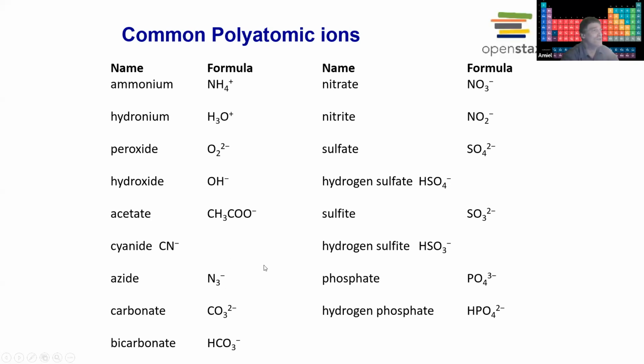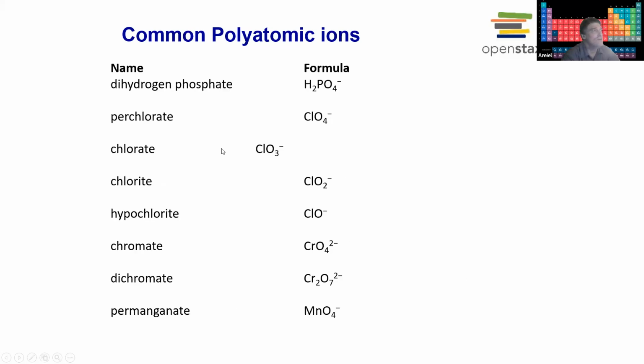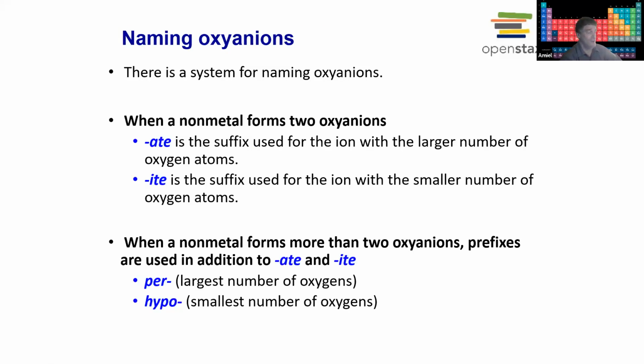Azide, N3-. Carbonate, CO3-. Bicarbonate, I know that's confusing, bicarbonate, it's HCO3-1. Nitrate, nitrite, sulfate, and so forth. The list continues. And so this is a very handy list for the polyatomic ions that you will need to understand and use. Okay.